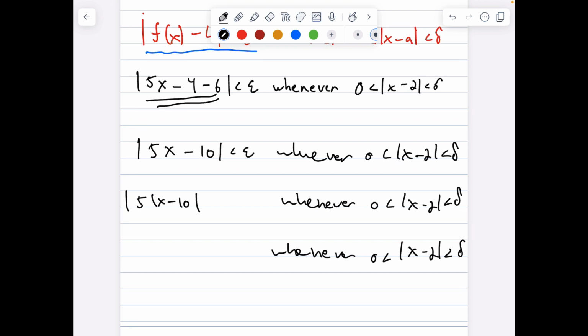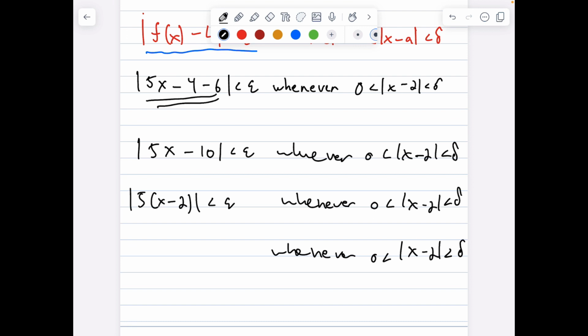Now, let me do this on the same line. I'm going to actually put the 5 outside the absolute value. We're allowed to do that. And sorry, that shouldn't have been 10. Oops. That should have been 2. So let me write what I had there originally with the correction, excuse me.